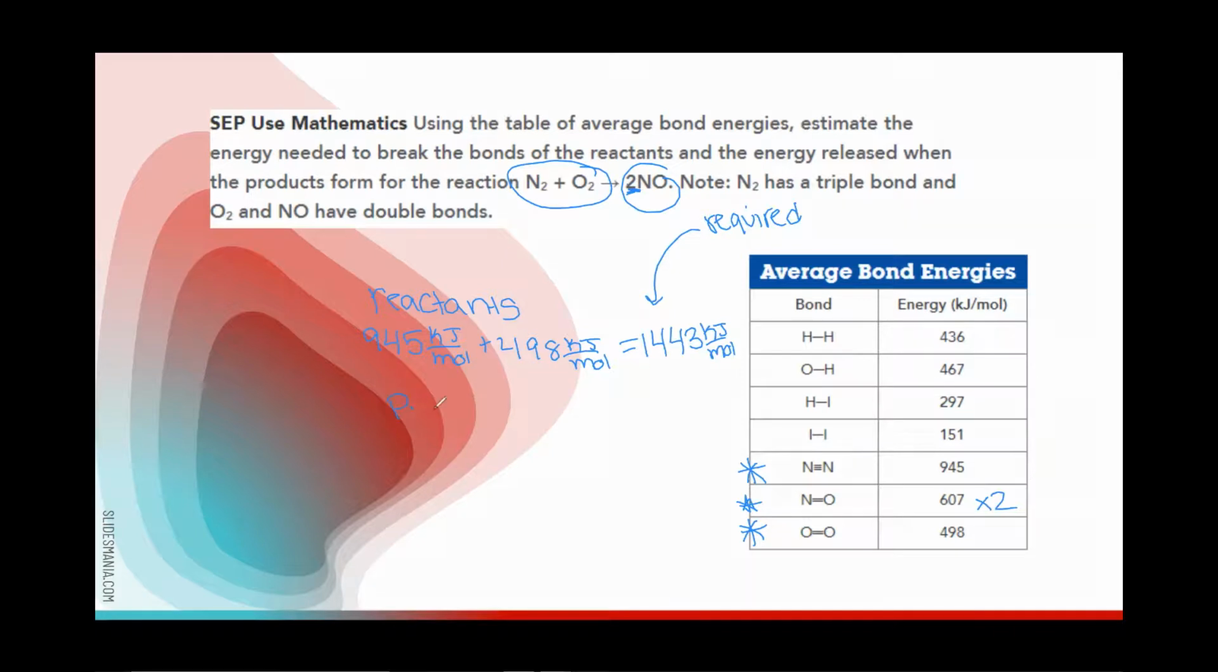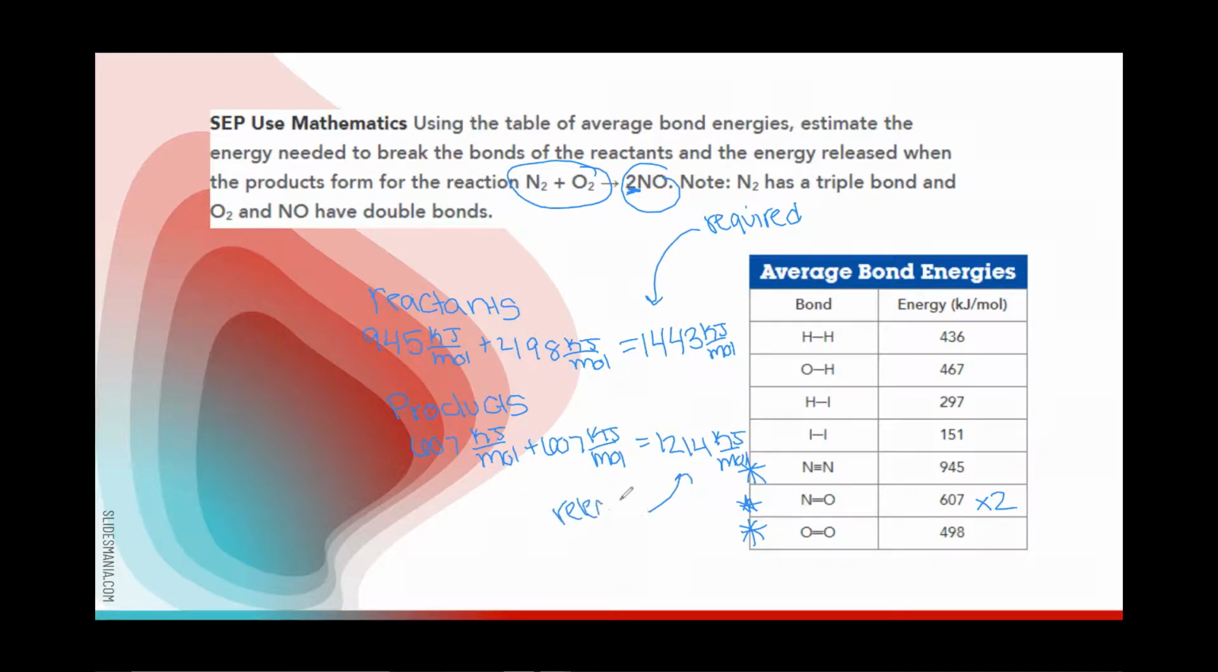So our products, we're going to have 607 kilojoules per mole plus 607 kilojoules per mole. And what we see is that the amount of energy that's released is going to be 1,214 kilojoules per mole. So this is going to be released.